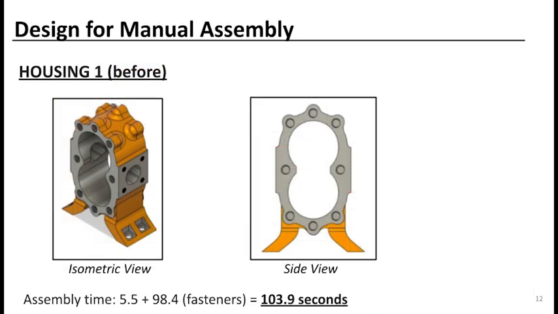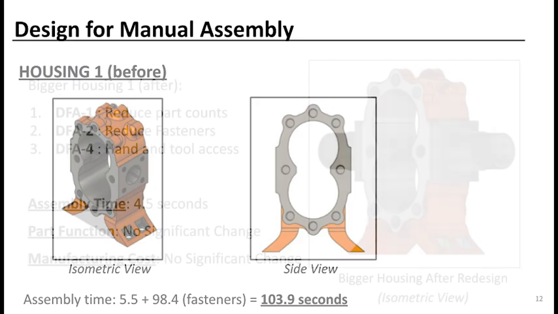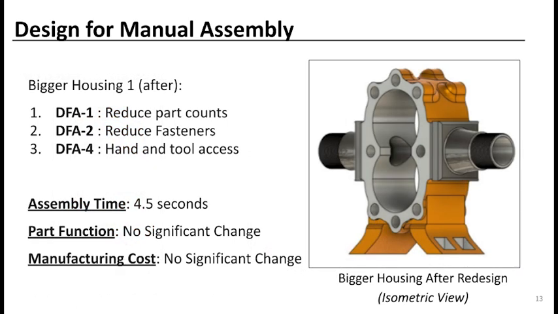In our initial design of housing 1, the manual assembly time including fasteners came up to be 103.9 seconds, which is obviously very high and as a result must be reduced as much as possible. As for the redesign, we were able to reduce the number of fasteners that we need for this step of this assembly process, which subsequently reduced the number of parts as well as also enabling easier hand and tool access. We reduced the fastener count to 0, which significantly reduced the time of assembly to a mere 4.5 seconds. This was achieved by performing part consolidation. We merged together the initial housing 1 with the fluid inlet outlet housing, which was originally intended to be screwed in from the sides.